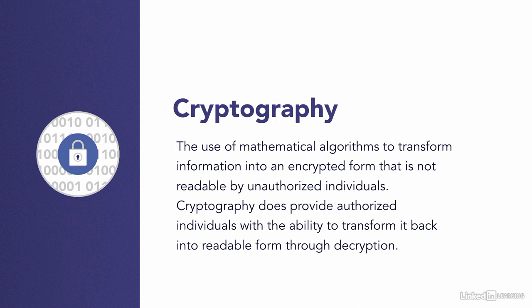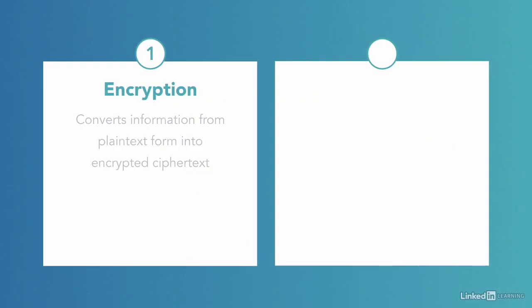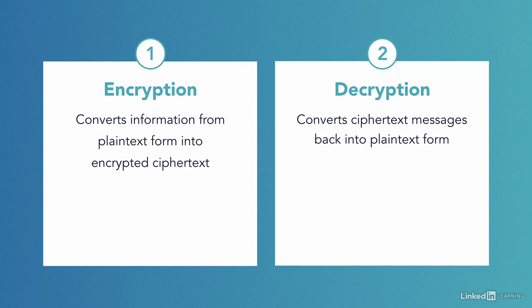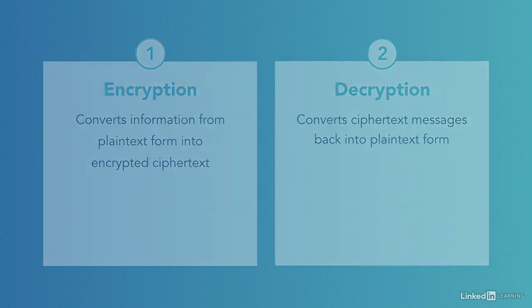Cryptography depends upon two basic operations. The first, encryption, converts information from plain text form into an encrypted version that is unreadable. This is known as ciphertext. The second operation, decryption, performs the reverse transformation, using an algorithm to transform encrypted information back into plain text form.